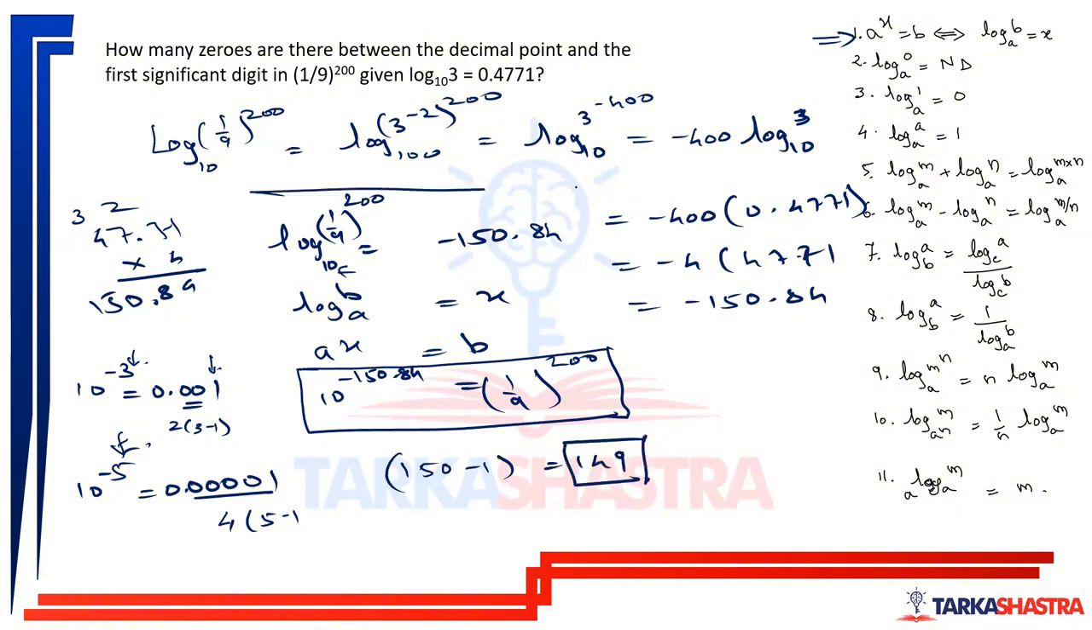Now you don't have to do any of this. This part is just for the explanation. As soon as you get minus 150, how many zeros are there between the decimal point and the first significant digit? So that is 149 zeros. Okay.